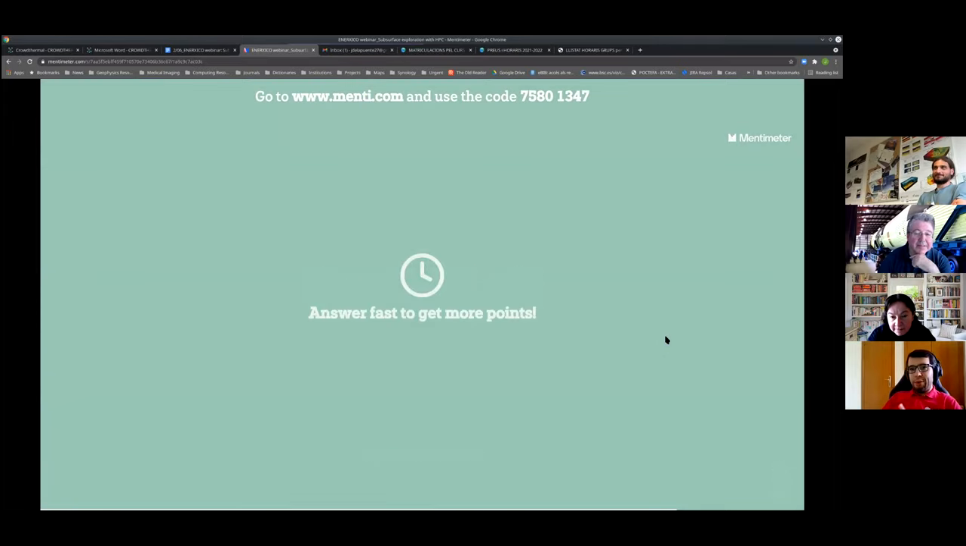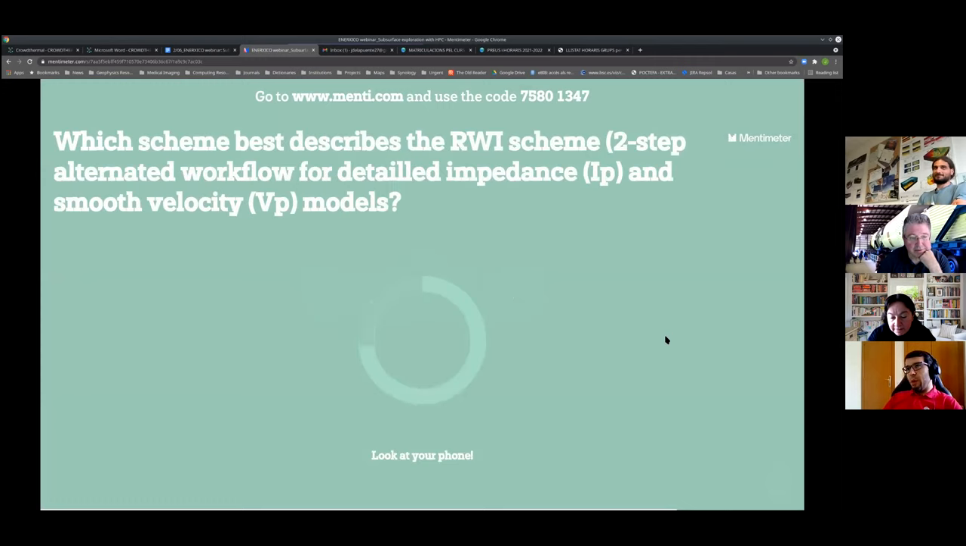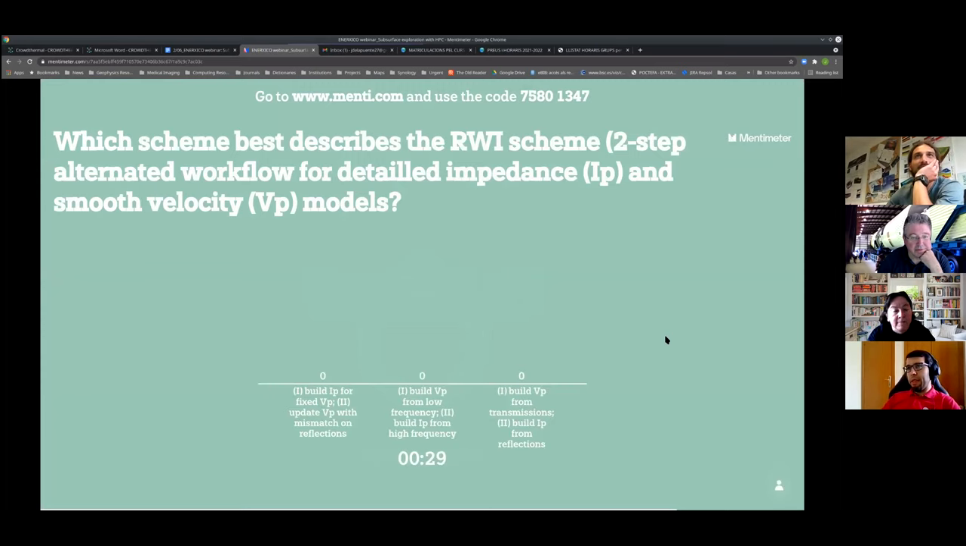Question 5, get ready. So which scheme best describes the RWI scheme, which is a two-step alternated workflow for detailed impedance, IP, and smooth velocity VP models? So it's one, build IP for fixed VP, and two, update VP with mismatch on reflections, or build VP from low frequency and then build IP from high frequency, or build VP from transmissions and build IP from reflections. So one of them is correct. What would it be?